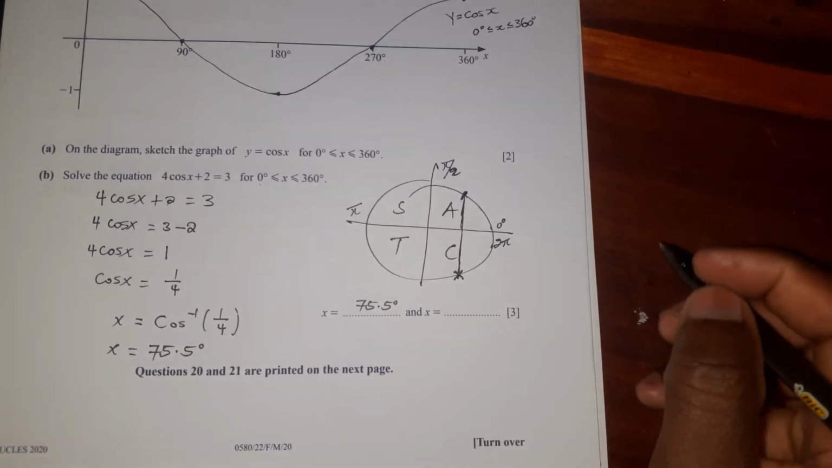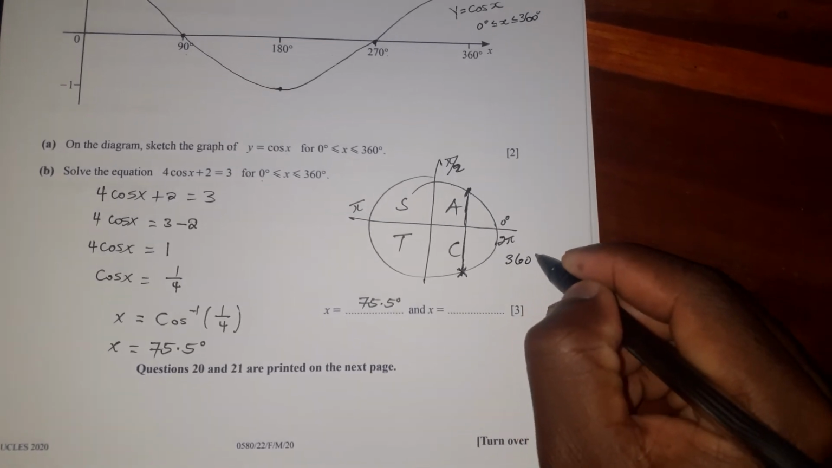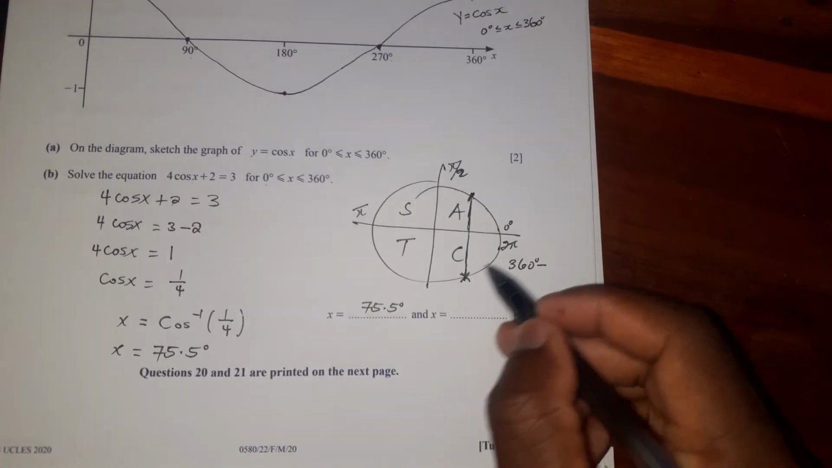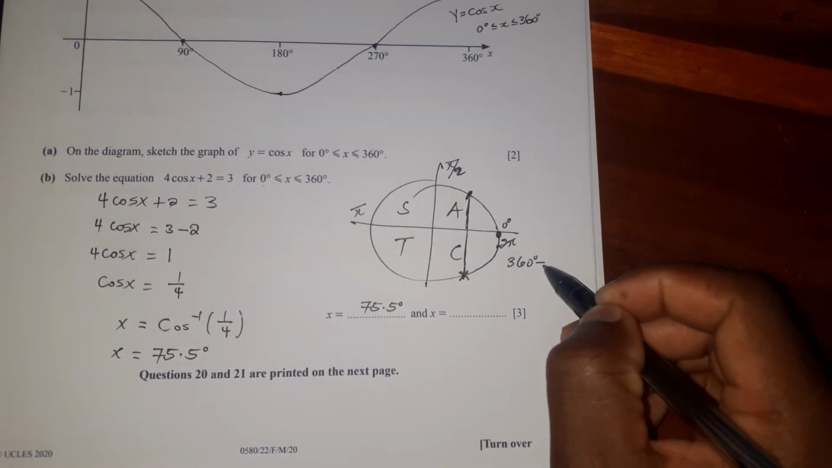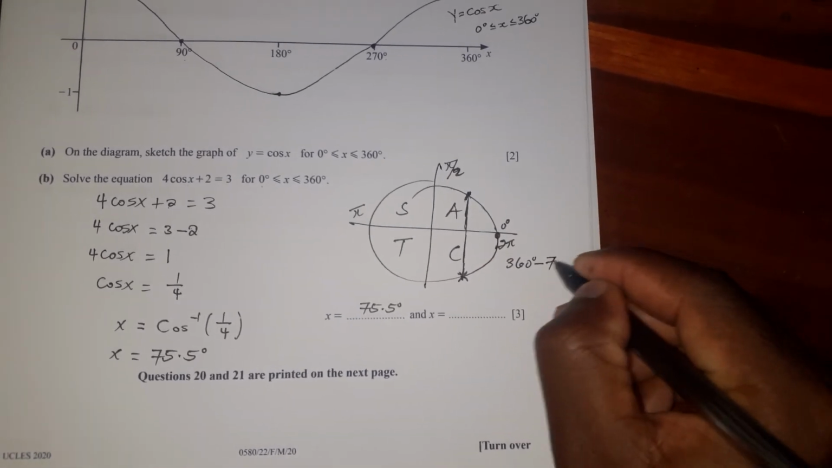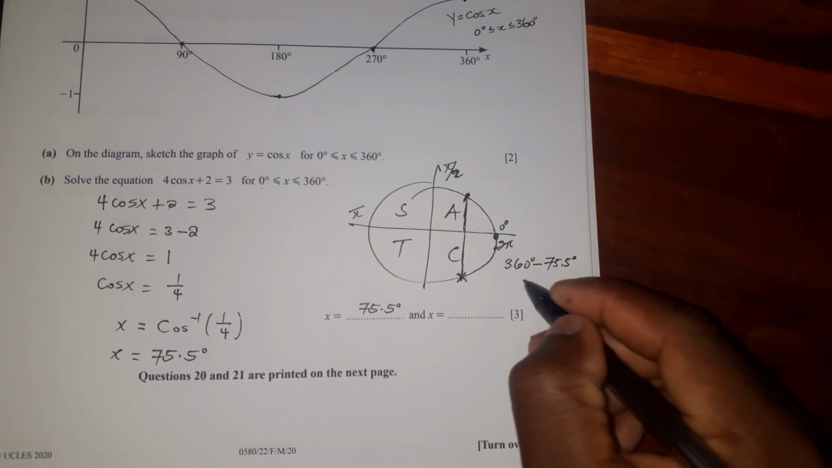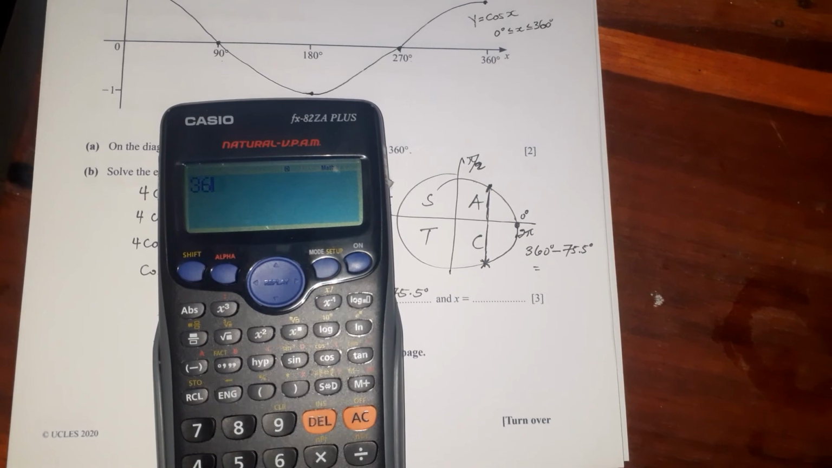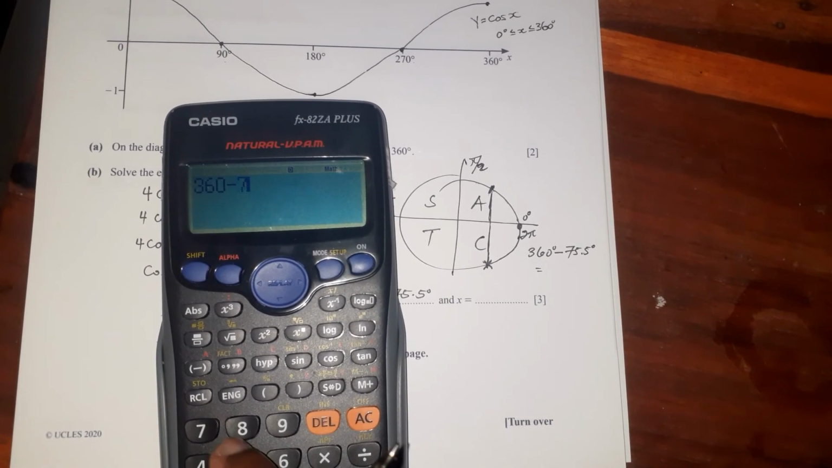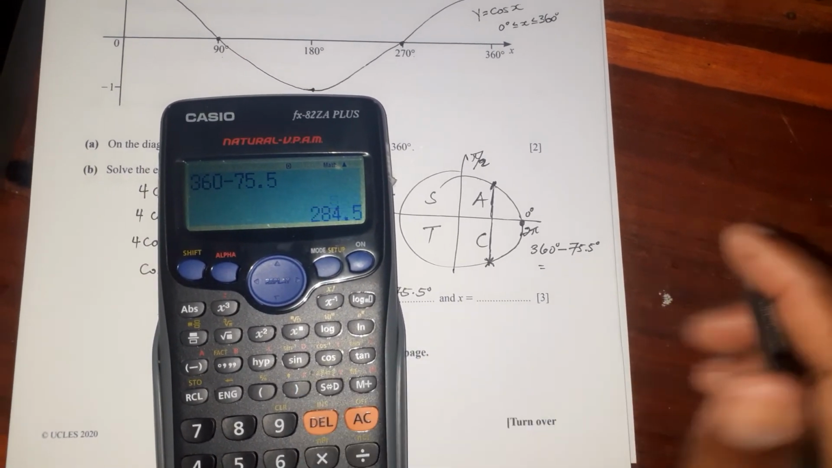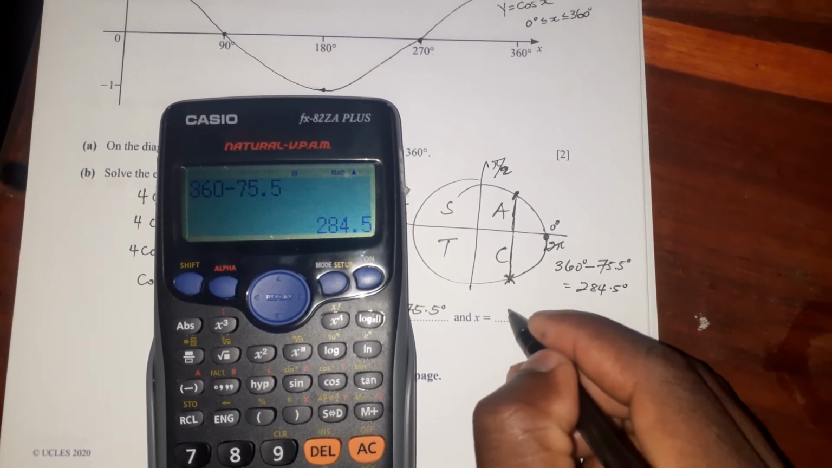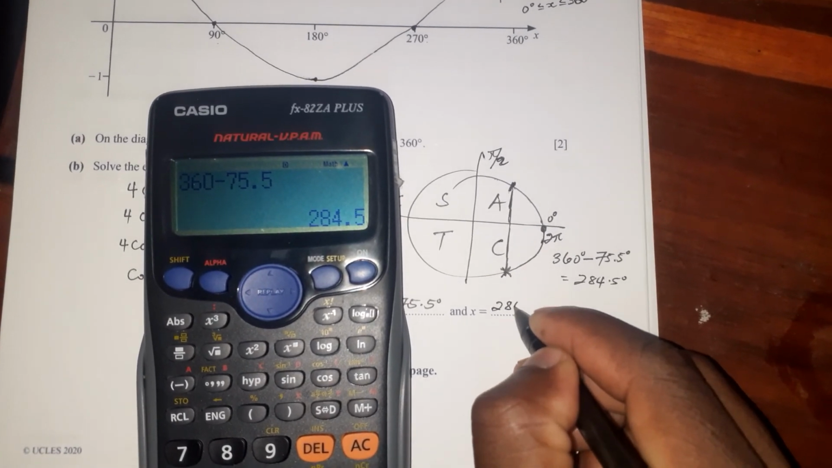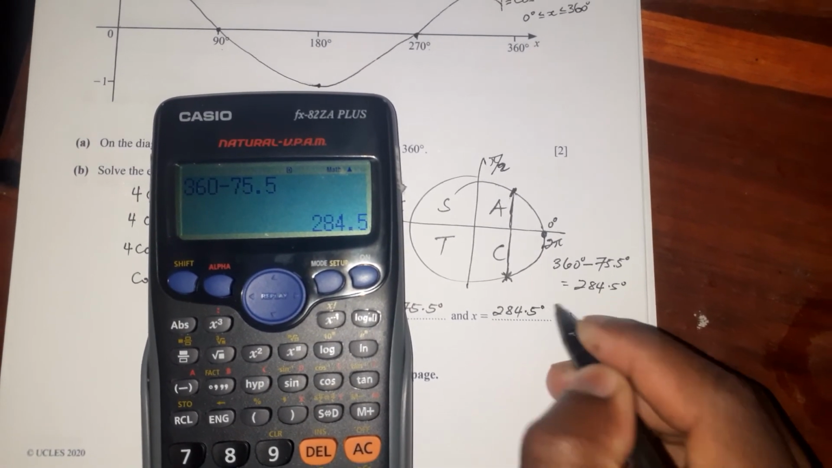Now, how do we get that answer? We take 360 degree and then we say minus that angle there, which is 75.5 degree. When you now use your calculator, you can say 360 minus 75.5. We are getting 284.5. Then the answer here, you can now write 284.5, and that is it.